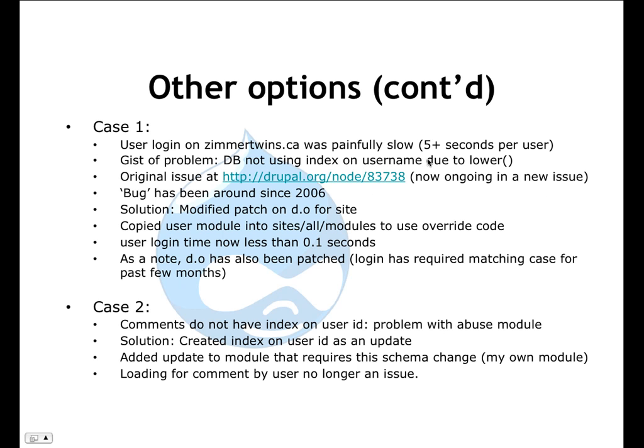Because by default, I can type in my name as btmash with a capital B, or with the lowercase b. And Drupal will typically convert it all into lowercase so it can match all the possible patterns. And because it wasn't using the index, the site was becoming slower. And there's an original issue of all of this on Drupal.org, and it's been around since 2006, and it's still an ongoing issue going into Drupal 7.